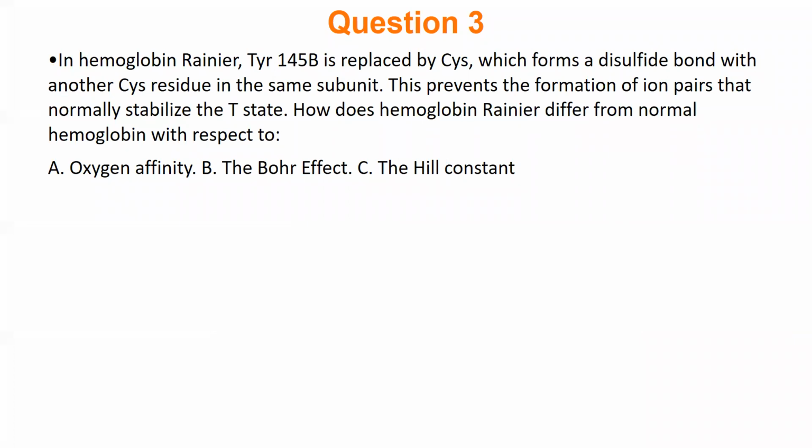So here is a way to test your understanding. Another mutation, Rainier: tyrosine 145 is substituted to a cysteine. When this happens, you form a new disulfide bond that isn't there normally. With this new disulfide bond, you cannot stabilize the T state. Therefore, how does Rainier change with oxygen affinity, the Bohr effect, and the Hill constant?